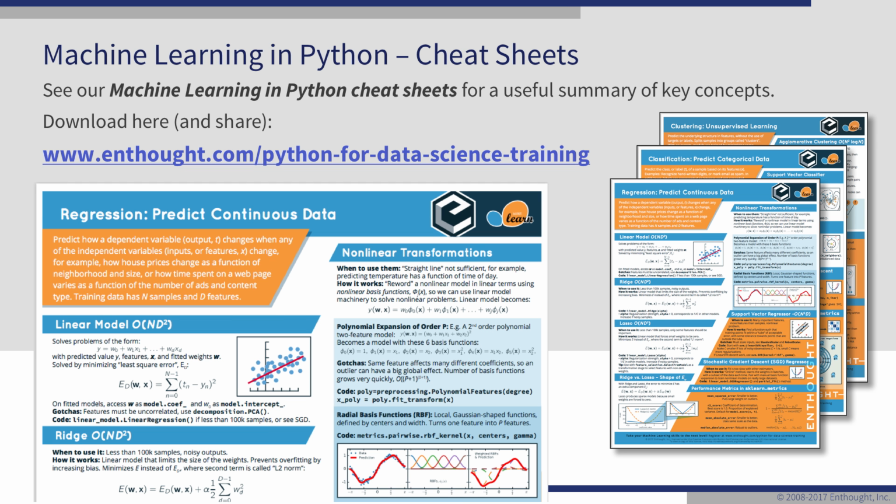We also have these cheat sheets for the machine learning pieces of the class. We cover clustering, classification, and regression in the cheat sheets, and you can get them at this URL, Enthought.com/Python for data science training. And we also hand both sets of cheat sheets out in the course.